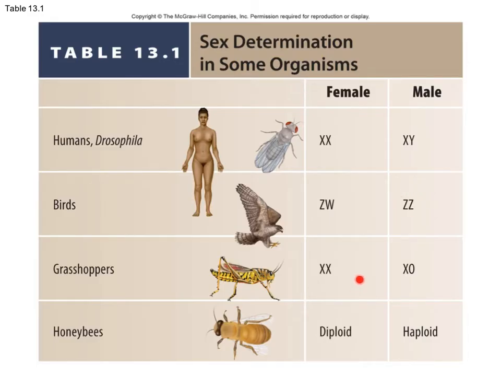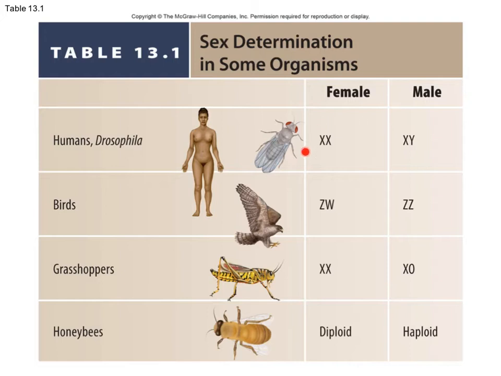And in some insects, females usually have two X chromosomes and the males are missing one. Or, like in bees and some other insects, the diploid organisms are the females, and being haploid is the male.